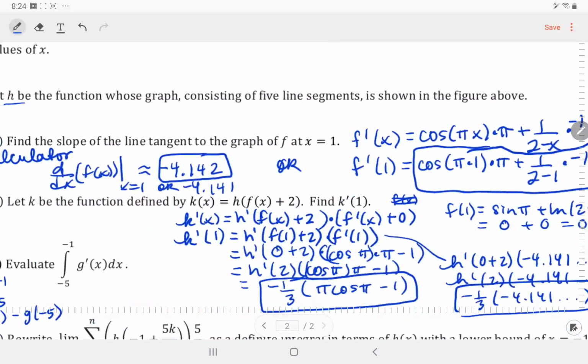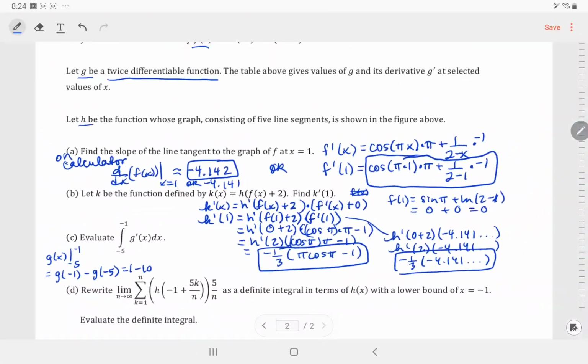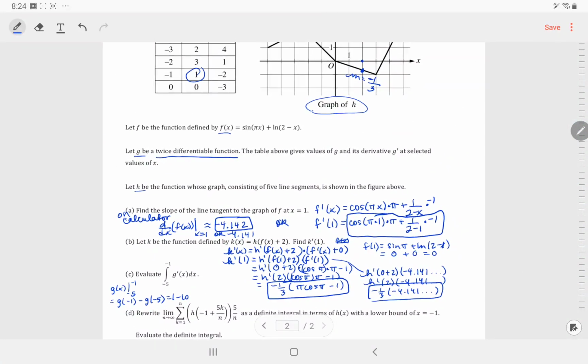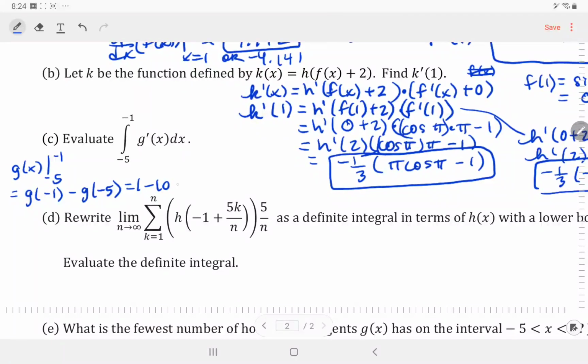So 1 minus 10. Let me zoom out to check if that's correct. G of 1 is 1, and G of negative 5 is 10. Oh, that's a nice one. Oh, I love C. Negative 9. But we don't know how many points each thing is worth. Okay, so C was beautiful.